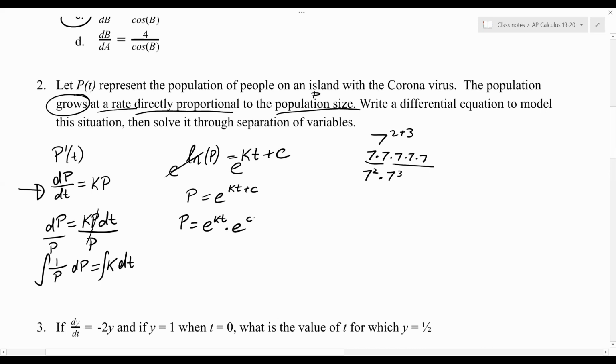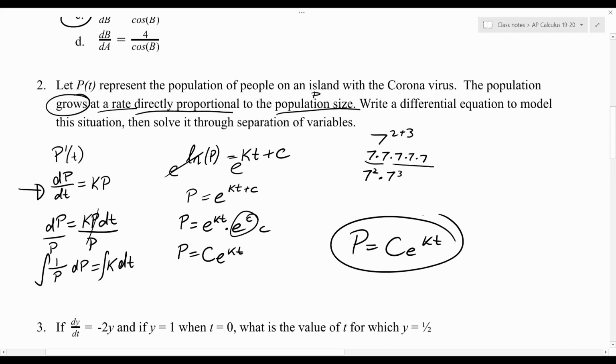Well, e to the C is just a constant in itself, so we can just call this a new C. So we're going to write P equals, and I'm going to put that constant in front, C e to the kt. This might be a formula that you're familiar with from Algebra 2 on compounding interest. So now we have solved it. We have a formula for P, and it didn't give us any information to find C or k, so it's just some general formula.